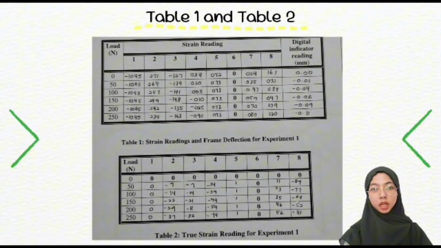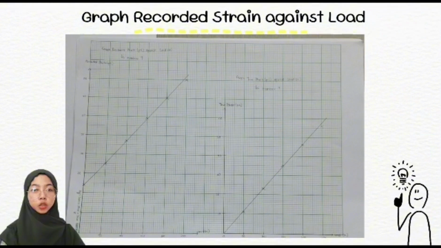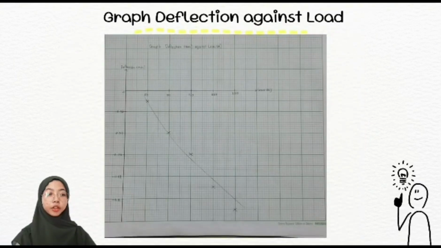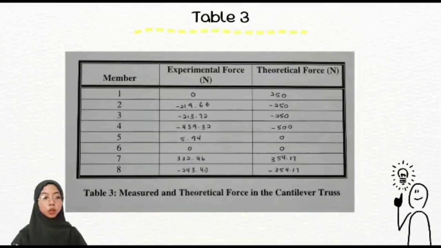This is our result obtained for table 1 and table 2. For the first graph, we choose the value for member 2. For the second graph, we choose the value for member 7. And the last graph is the graph of deflection against load. To get the results for table 3, we use the equation F equals E strain A for experimental force and method of joints for theoretical force.